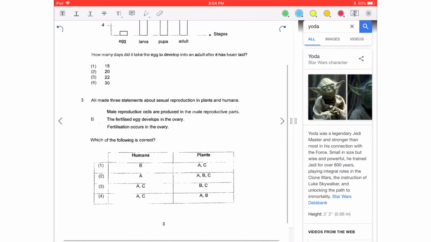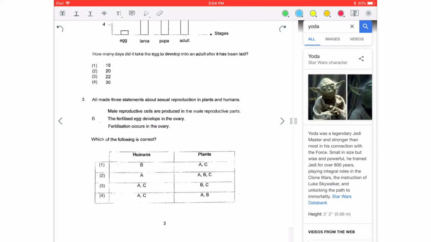Ali made 3 statements about reproduction. Which of the following is correct? Humans, plants, A, B, C. What's this A, B, C thing? Okay, I think the 3 statements is A, B, C, right? Top to bottom A, B, C. So A, male reproductive cells are produced in the male reproductive parts. That's true for humans, right? So we'll just put a tick here.